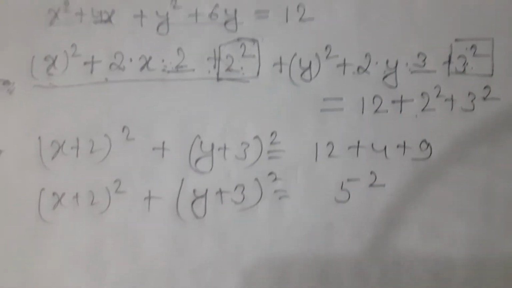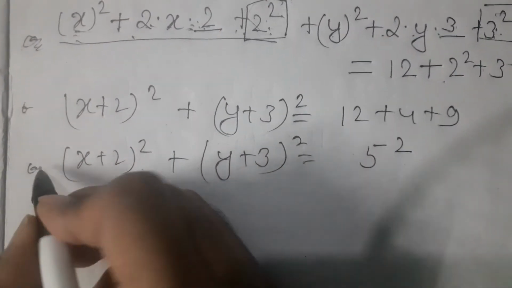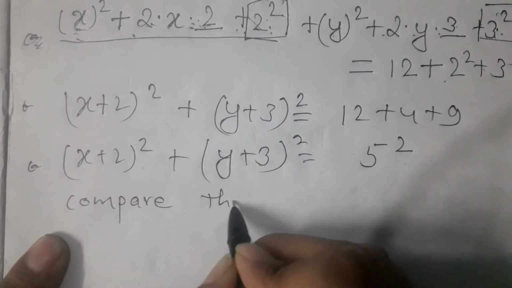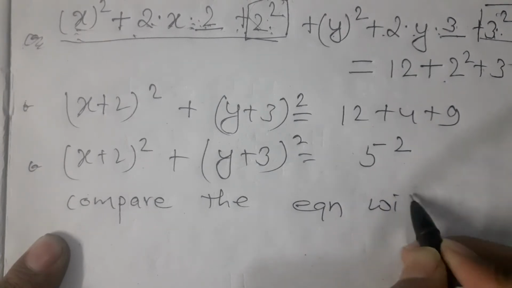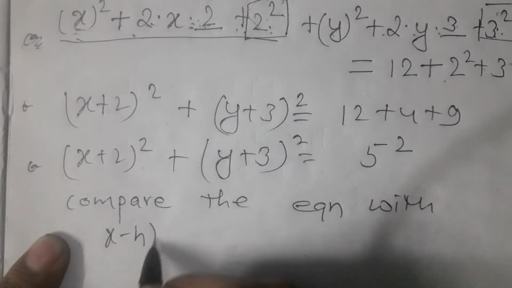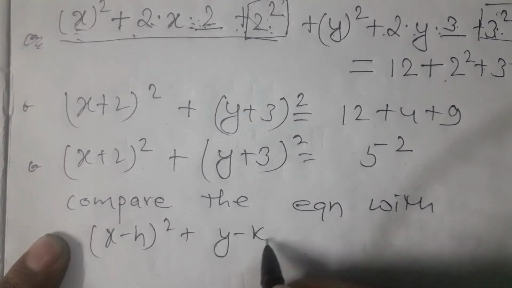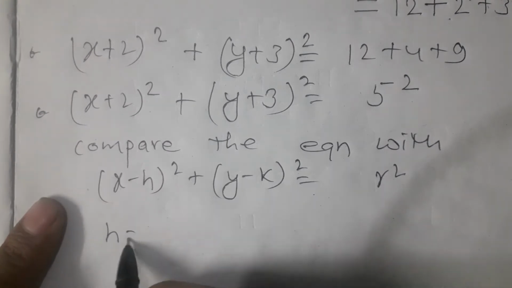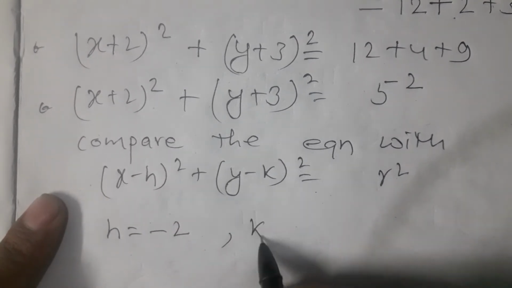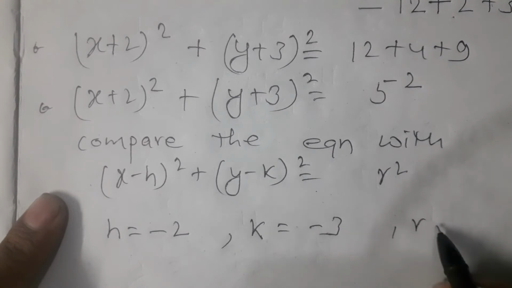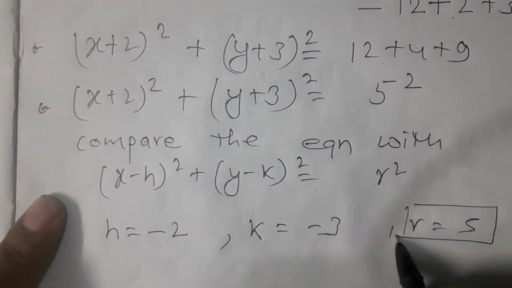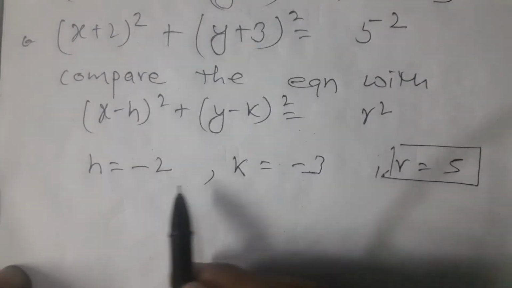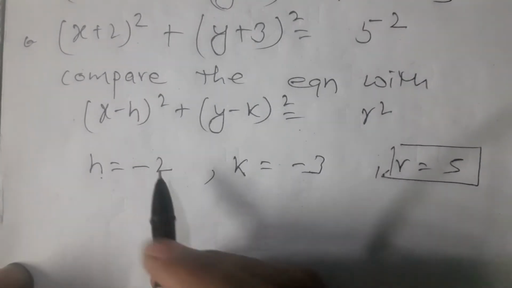Now after coming to this point, what we have to do is compare the equation with x minus h whole square plus y minus k whole square is equal to r square. So our h value is going to be minus 2, and k value is going to be minus 3, and r is equal to 5. However, we don't need this right now, we just want this. You can see here, we have just got the center of the helper equation.